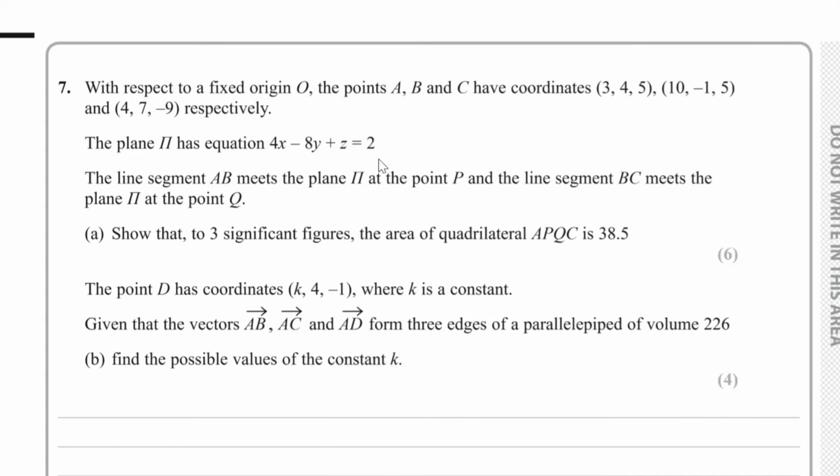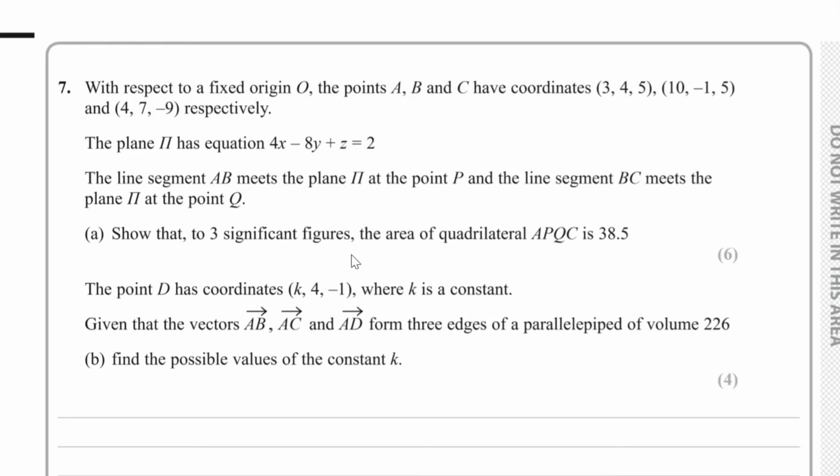Question number 7. With respect to a fixed origin O, the points A, B and C have coordinates (3, 4, 5), (10, -1, 5) and (4, 7, -9) respectively. The plane pi has equation 4x - 8y + z = 2. The line segment AB meets the plane pi at the point P, and the line segment BC meets the plane pi at the point Q. For part A, we have to show that to 3 significant figures, the area of the quadrilateral APQC is 38.5.